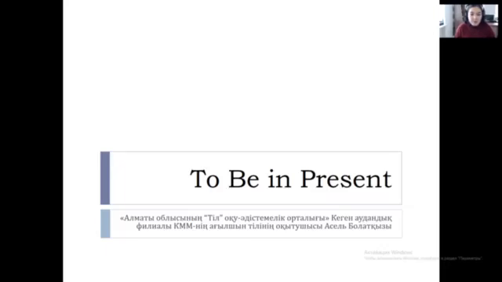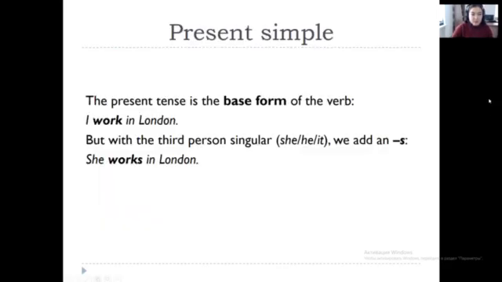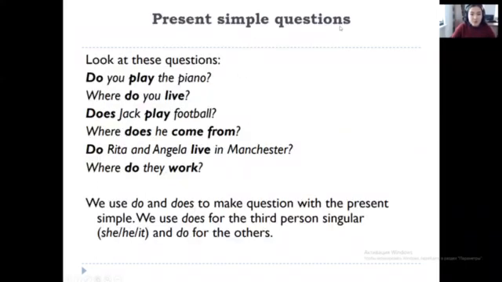Hi dear students, today we will study a topic: the present simple. The present simple is the base form of the verb. For example, I work in London. But with the third person singular, she, he, it, we add an s. She works in London.